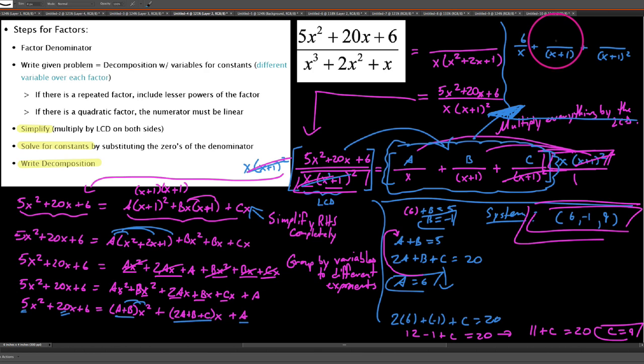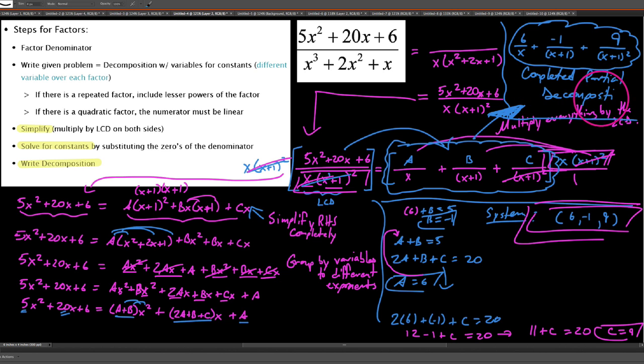B we were able to determine is equal to negative 1. And c is equal to 9. So this right here is the completed partial fraction decomposition. And by completed, what I mean is we actually carried out our operations to figure out what the values of a, b, and c are. Whereas this was the partial fraction decomposition. This is the completed, because now we have those values.